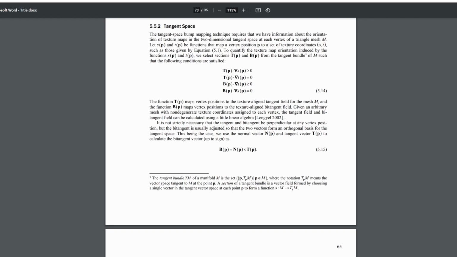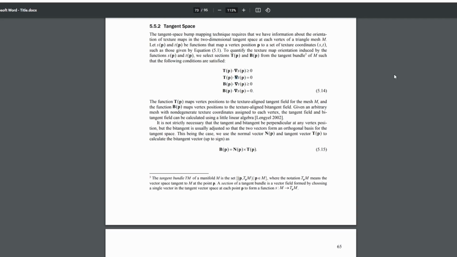Alrighty then, so let's talk about tangent space and bump mapping. This section delves right into the math that deals with what we're trying to do here. Bump mapping requires that we have information about how texture maps are oriented in two-dimensional tangent space for each vertex point in a triangle mesh. Here, SP and TP are two functions which map a vertex point P to the texture coordinates S and T respectively. Orientation of the texture maps induced by SP and TP are quantified with the below inequalities and equations.